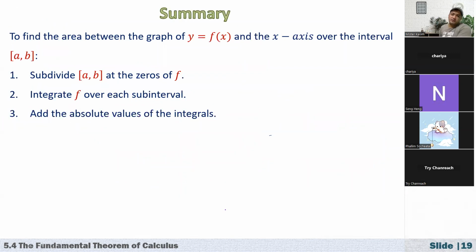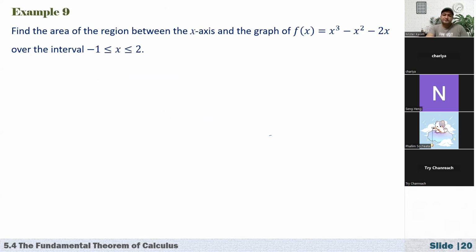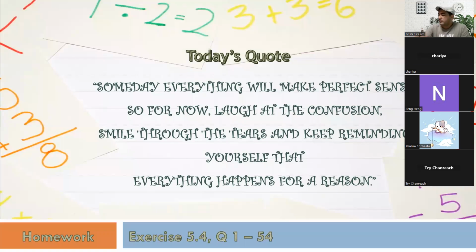So what do we understand from here? To find the area between the graph of y equals f of x and the x-axis over the interval AB, we have to subdivide AB at the zeros of f, integrate f over each subinterval, and add the absolute values of the integrals, because area cannot be a negative number, right? Again, about this question, we will do in the class.